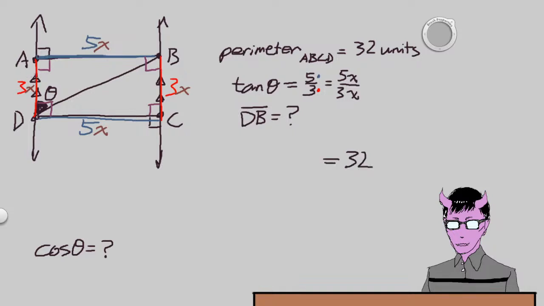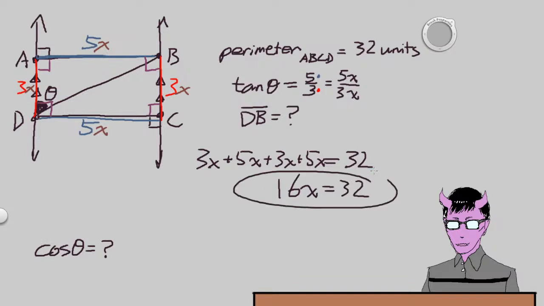That's going to be the sum of this, plus this, plus this, plus this. I'm going to drop the color at this point. So let me just put 3x plus 5x plus 3x plus 5x. That's the perimeter. And of course, this is going to be 8 plus 8, which is 16. So 16x is equal to 32. And since, again, this is one equation, one unknown, we can therefore solve for the unknown. X is therefore equal to 2.